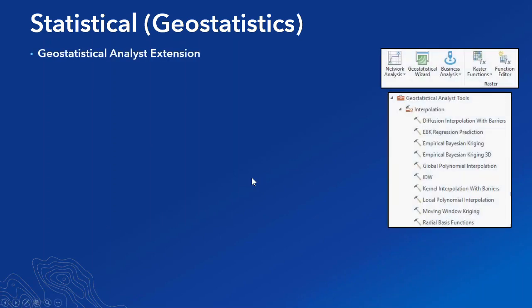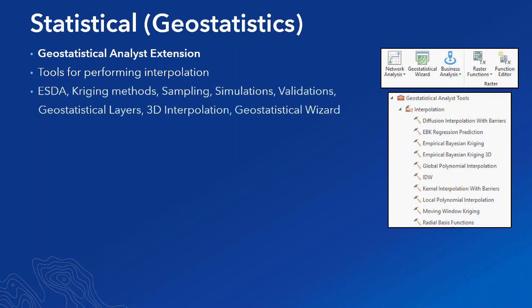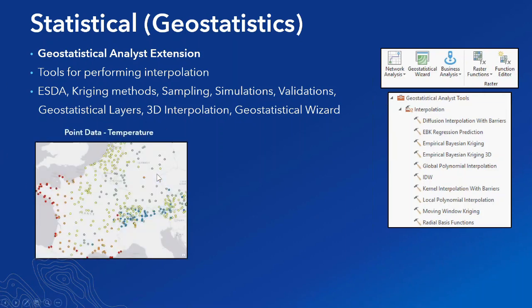First one being geostatistics. This requires the Geostatistical Analyst extension, and these are tools for performing both deterministic and geostatistical interpolation. It provides options for doing exploratory spatial data analysis, kriging methods, sampling and simulations, interpolation in 3D, and it provides a geostatistical wizard, an interactive wizard that walks you through the process to model the structure of spatial data, which is what you need to do kriging. An example of performing geostatistics is to take discrete measurements of some continuous data like temperature.